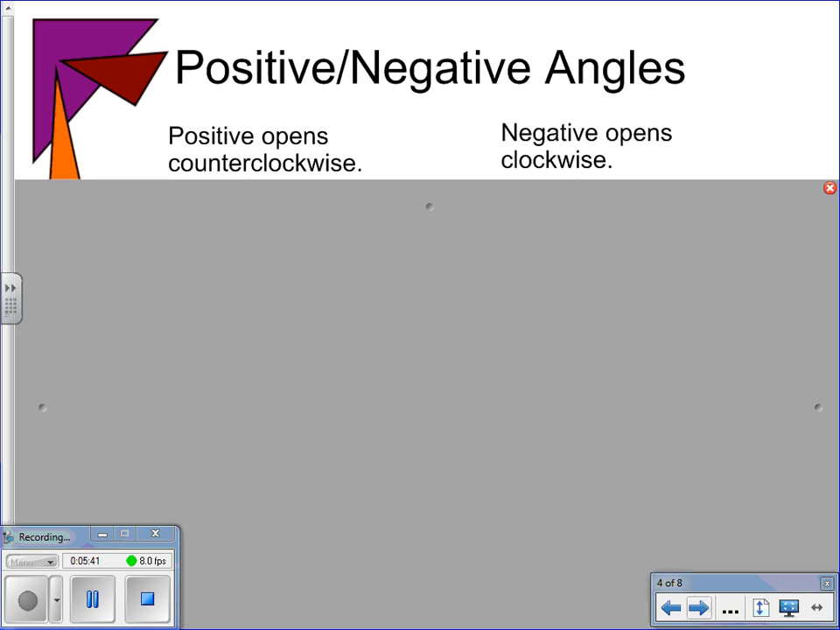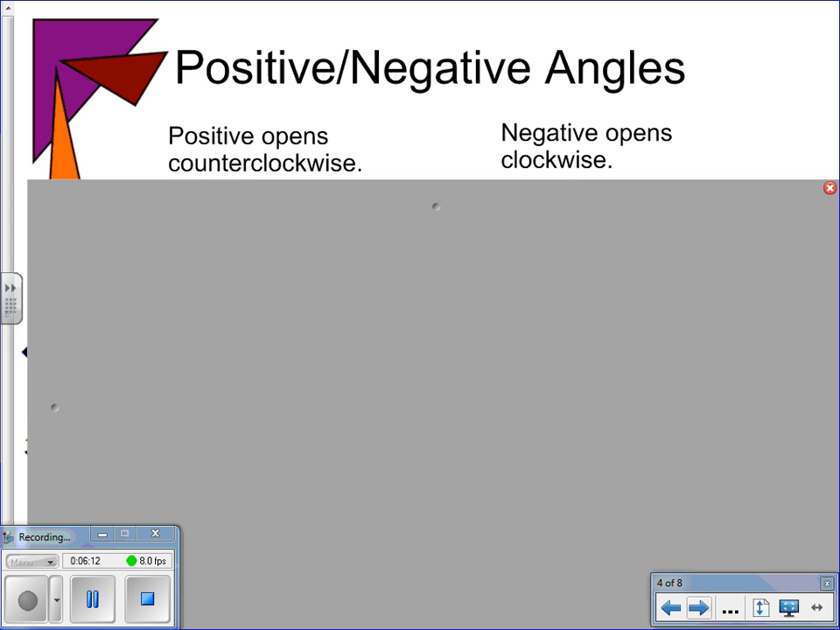Positive angles open counterclockwise, and negative angles open clockwise. So the red arrow, or the red arc that you draw in that very first picture, tells me what direction you went. So I know if you're graphing a positive angle or a negative angle.